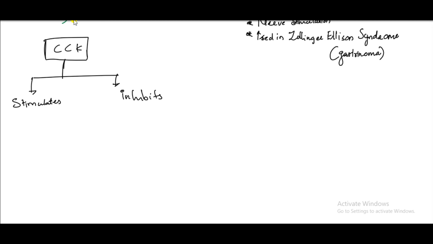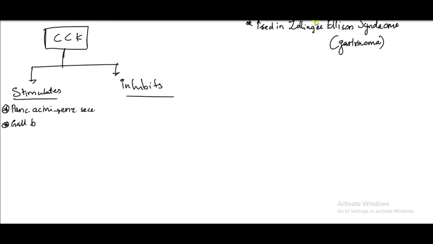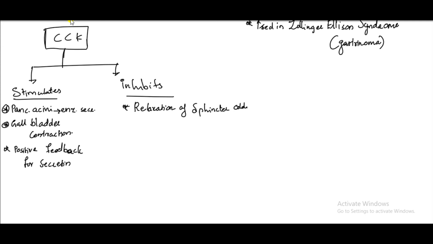And the CCK stimulus has two functions: a stimulant function and an inhibition function. It stimulates pancreatic acini and leads to enzyme secretion, and it acts on the gallbladder and leads to the contraction of the gallbladder. It has positive feedback on the secretin. CCK inhibits the sphincter and parietal HCl secretion and the gastric emptying.